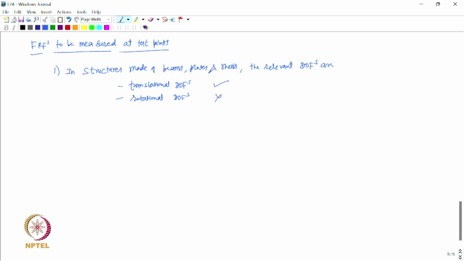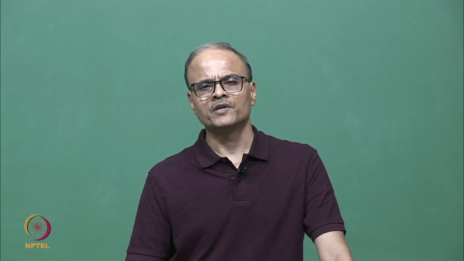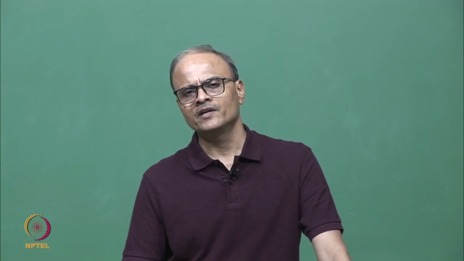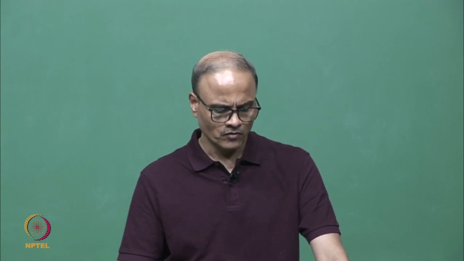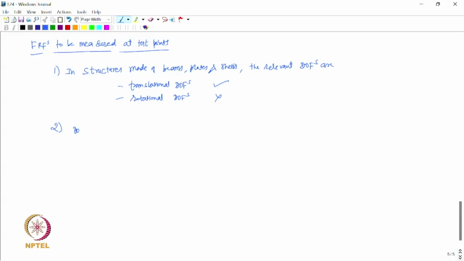right. Another decision that needs to be made: let us say we have n number of test points, right, and now should we measure the full FRF matrix corresponding to n test points, right? Do we need to measure the full FRF matrix? Correct, because if there are n test points, then we have an n by n FRF matrix corresponding to those test points.